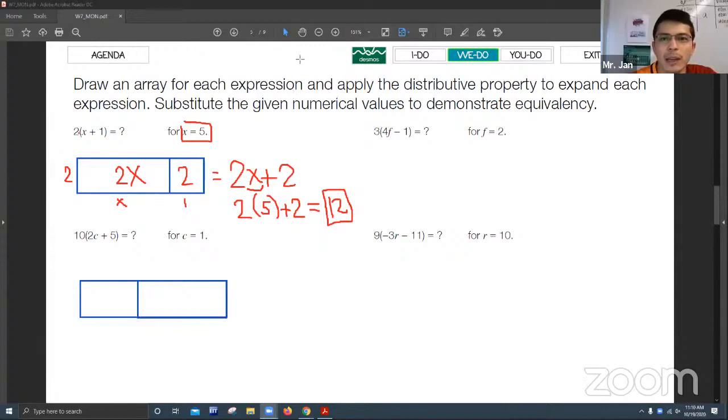And let's use the labeling again. Because if you're multiplying the whole thing with 10, the height of that rectangle would be 10, right? And the first term is 2c, so the width of the shortest rectangle would be 2c, and the longest will be 5. So my question is, what is the area of the first rectangle?